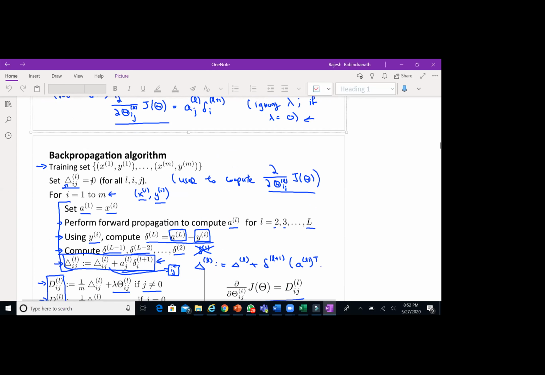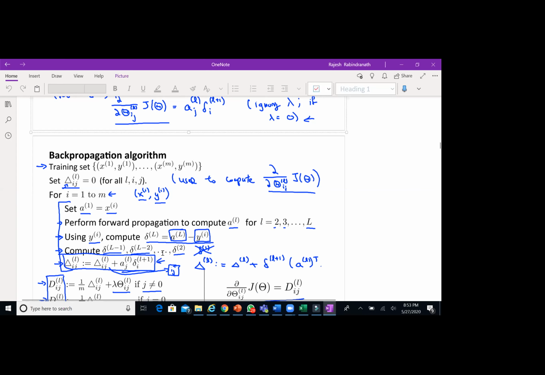Initially you initialize that as 0, and then you start a for loop. Within the for loop, you calculate the exact same thing we did earlier: the error for a single training example. Initially you set a1 equal to xi, because that is the input node. Then you do the forward propagation and compute all the layers. Then using yi, you calculate the error of the final layer, which is the calculated value of the final layer minus the actual value.